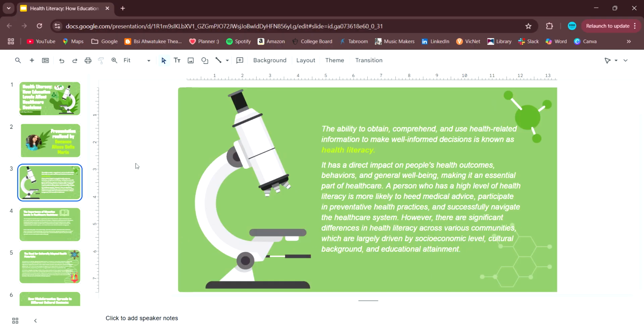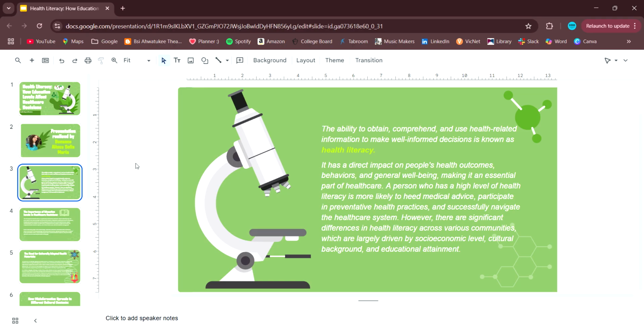Now, what is health literacy? It's essentially the ability to obtain, understand, and use health-related information to make well-informed and confident decisions about their health. It really does have a direct impact on people's health outcomes and general well-being, which means it's an essential part of healthcare in general. A person with a high level of health literacy is more likely to successfully navigate the healthcare system in our current world.